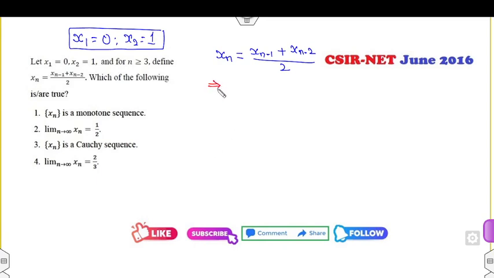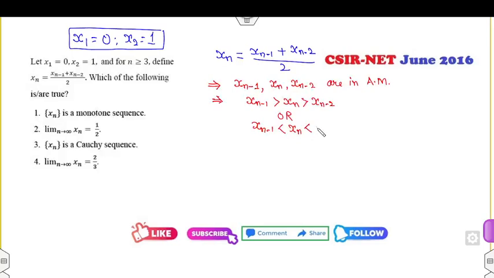Monotonic. What comes to your mind when you think about these terms? That xn minus 1, xn, xn minus 2 are in arithmetic mean. Fine. So what does it mean? If they are in arithmetic mean, we can say xn minus 1 is greater than xn, which is greater than xn minus 2, or I can say xn minus 1 is less than xn, which is less than xn minus 2. In both of the cases, we have the monotonic sequence. That means the first answer is the correct option.